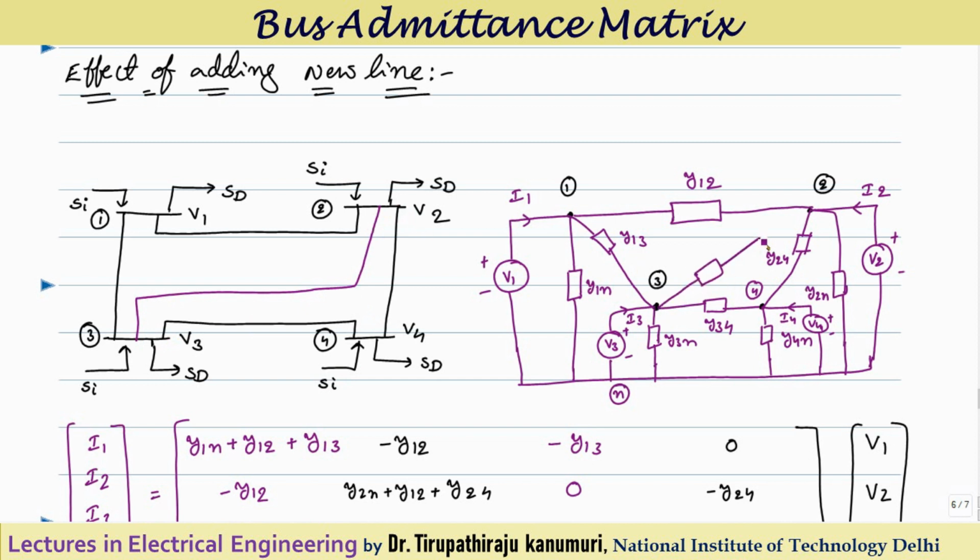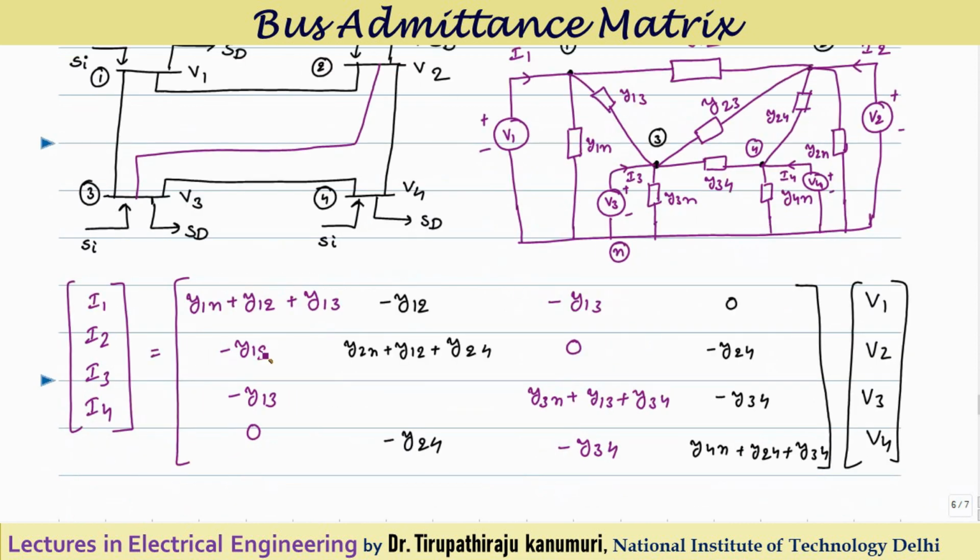When the transmission line is added, automatically the series element is added here. This will be equal to Y23 or Y32, whatever you calculate. So Y23 is extra added, and along with this transmission line the shunt elements may also be added, so accordingly the shunt elements will be updated. Let us take the example where only series admittance is added now. When it is added, what changes will come in the circuit? Where is this Y23 connected? Y23 is connected between node 2 and node 3.